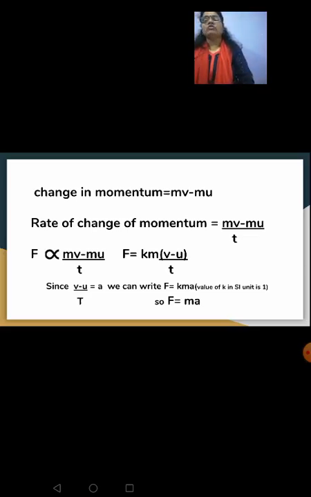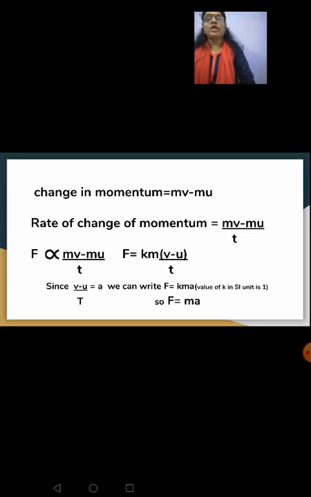M is also taken outside because m is common for both mv and mu. Now this (v minus u) by t represents your acceleration. You have learnt in your previous chapter, acceleration is the rate of change of velocity. So (v minus u) by t is your acceleration.